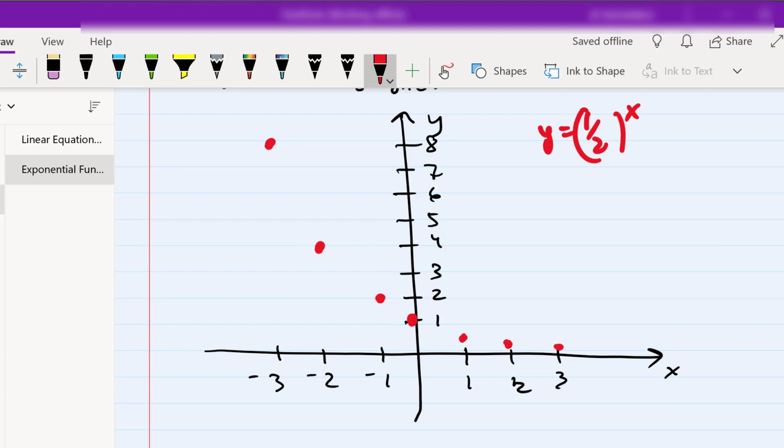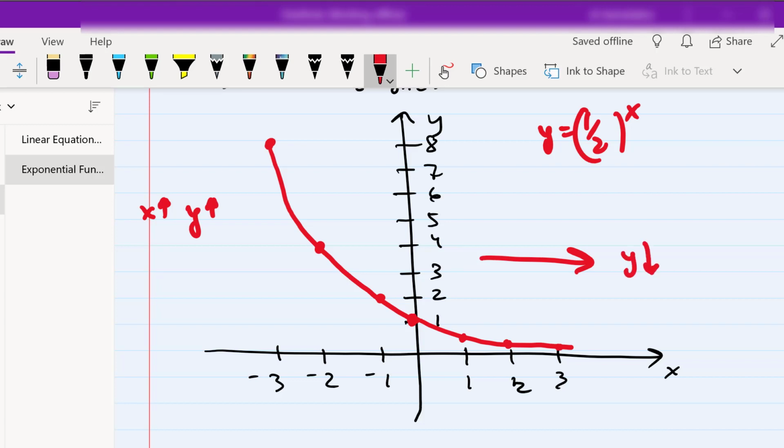If we continue going in the x direction, increasing 4, 5, 6, the value of y will get smaller and smaller. Let us join the dots here. And make some observations. As x increases negatively, our y increases. And as x increases in the positive direction, our y decreases. Let us look at a Python script that looks at y equals 1/2 to the x and y equals 1/3 to the x.